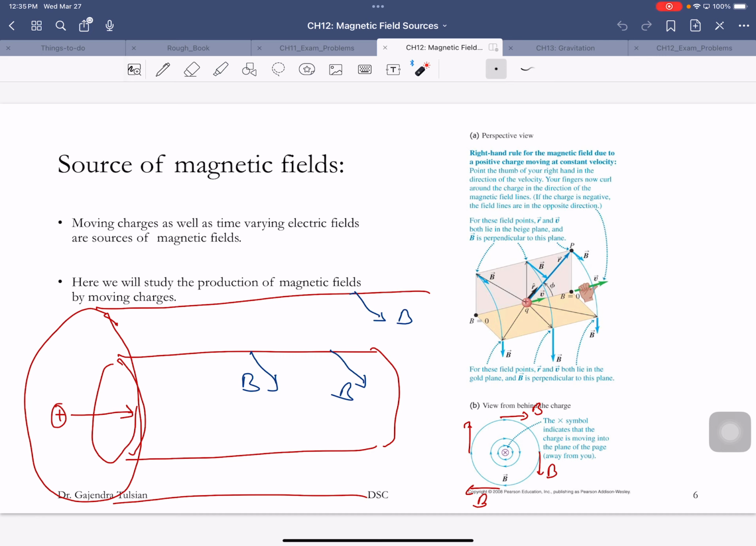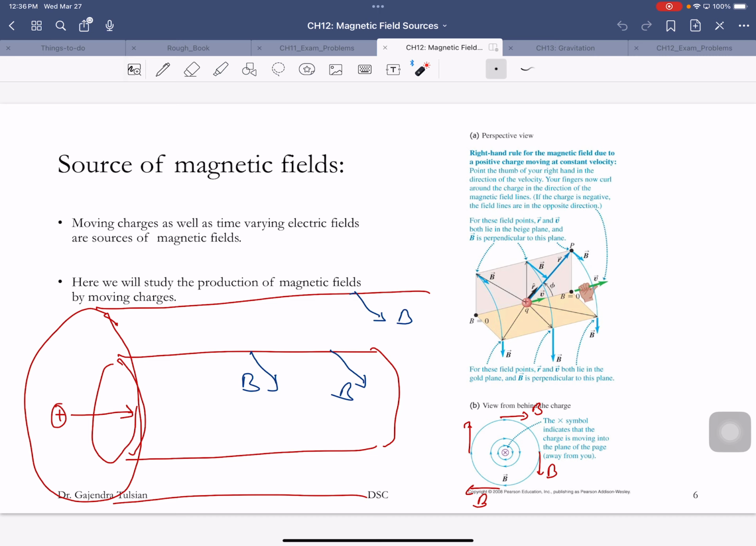Now this is a classical approximation, but if you have a moving charge like this, we're considering a positive charge, moving like that. If a charge is moving in this direction, you draw cylinders around the axis. This is the axis of the cylinder. You draw cylinders around, and the magnetic field is tangential to the cylinder.